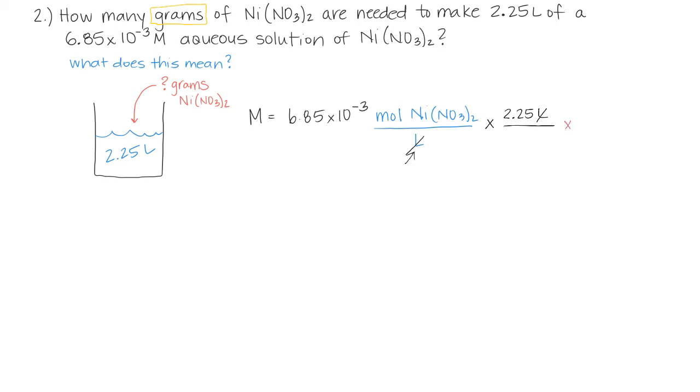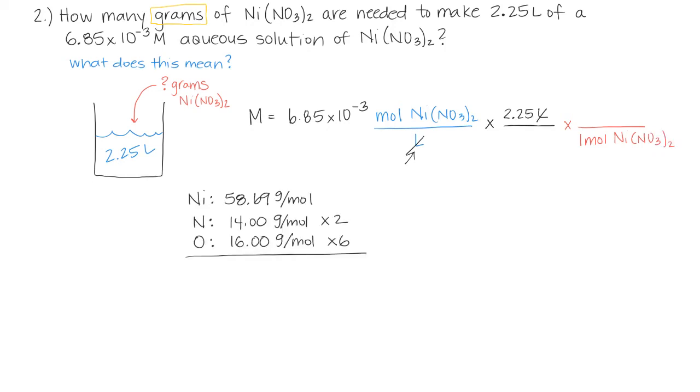Now we can convert our moles into grams using the molecular weight of nickel nitrate, which we can calculate from the periodic table. Nickel has a molar mass of 58.69 grams per mole. Nitrogen has a molar mass of 14 grams per mole, and we have 2 nitrogen atoms. And oxygen has a molar mass of 16 grams per mole, and we have 6 oxygen atoms. Adding the masses together, we end up with 182.69 grams per mole.